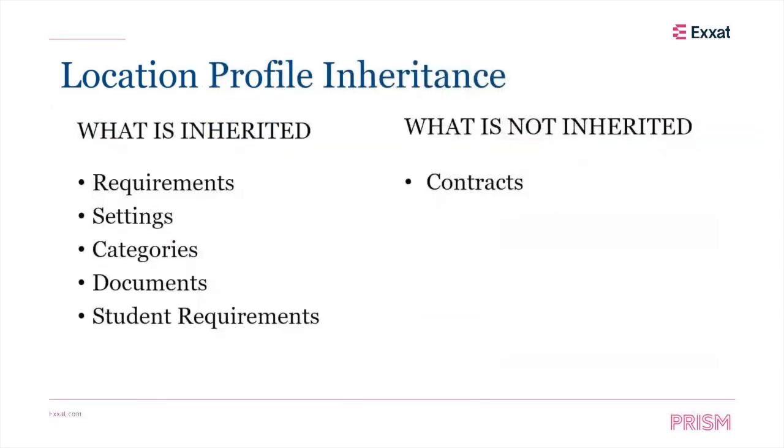So let's take a pause and go through once again what is inherited versus what is not inherited. From the corporation to a location, requirements are inherited, settings are inherited, categories, documents, and student requirements. If you feel any option might not be applicable for that individual location, you can manually go in and remove it. Also, a couple of pieces of information which are not inherited are contracts, like the contract document and contract expiration date. Those will not be inherited.